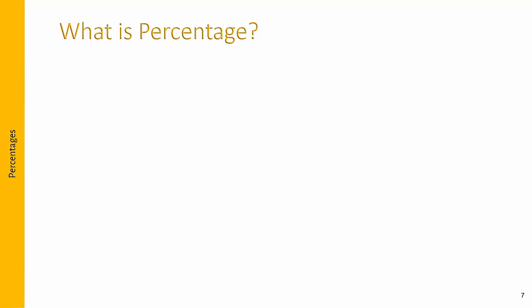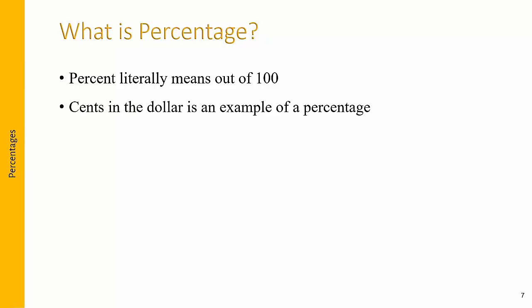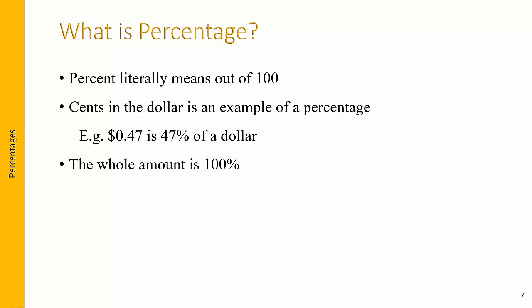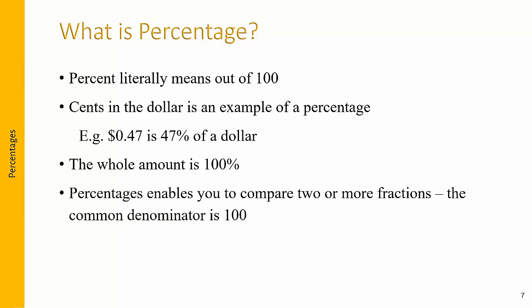What is meant by percentage? Percent literally means out of 100. So cents in the dollar is an example of a percentage. 47 cents is 47% of the whole dollar. Now 100% is the whole amount. Percentages enable us to compare two or more fractions. Now comparing fractions can be a bit tedious when they have different denominators, and that's the advantage of percentages, because we've converted them all to a denominator of 100.